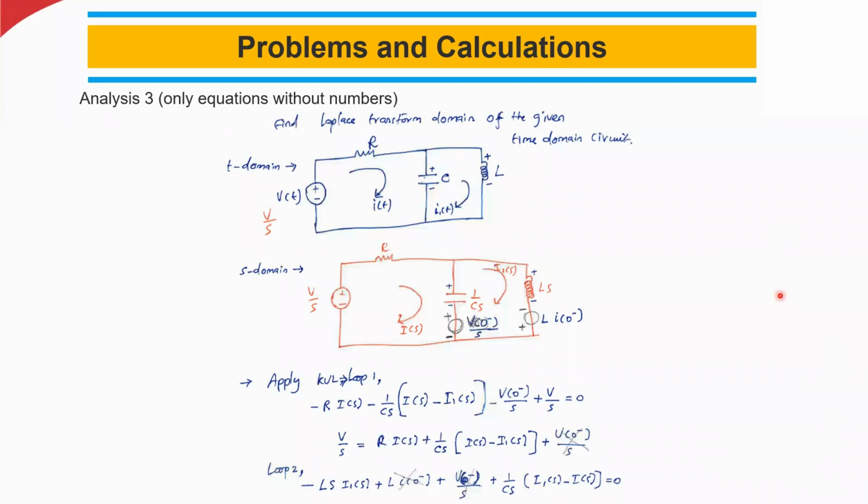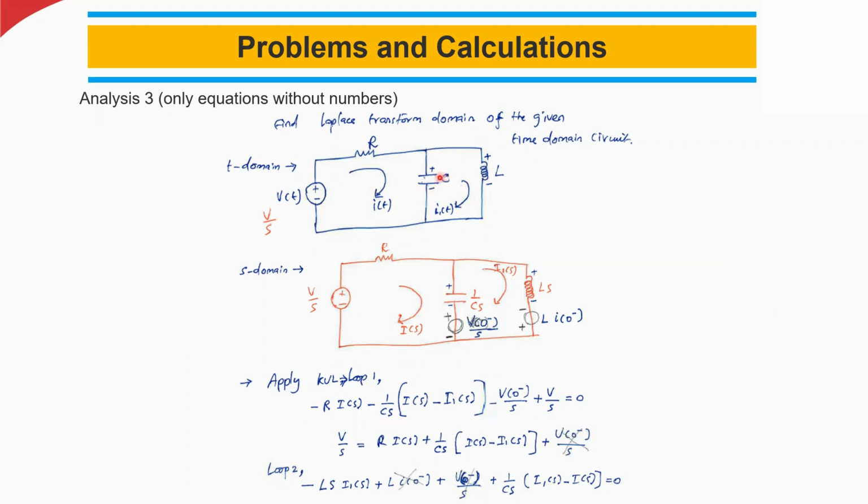Okay, in this lecture, we will see the third problem, or analysis 3. So this is the circuit we are going to solve. You can look at this circuit. It's a little bit different from the previous circuits we had seen. We had seen only the simple RC series circuit and RL series circuit.